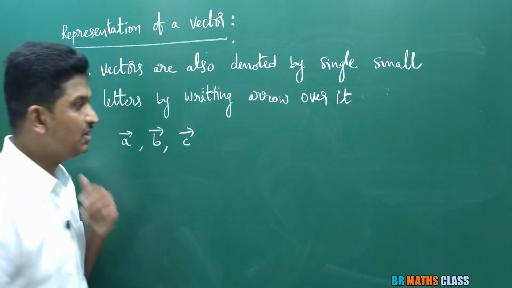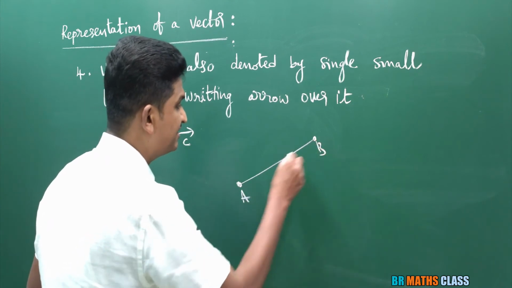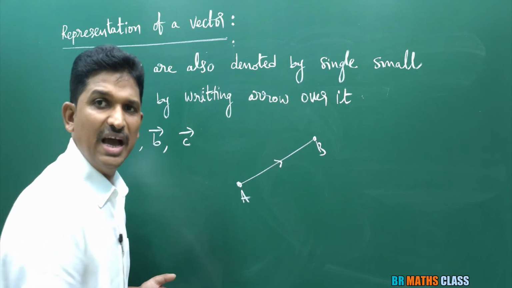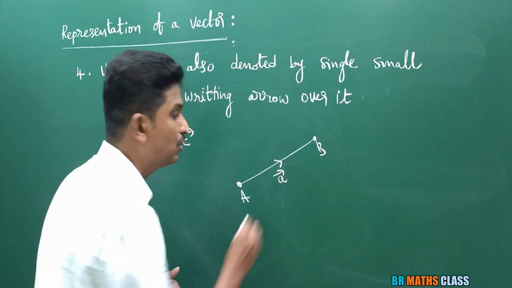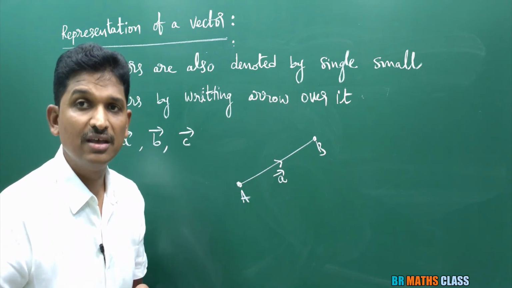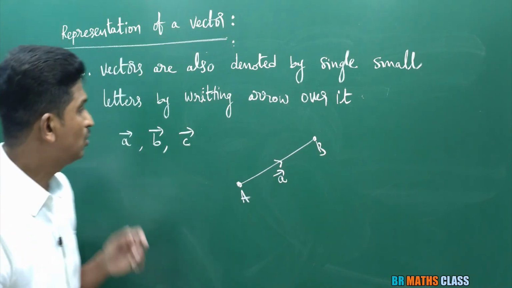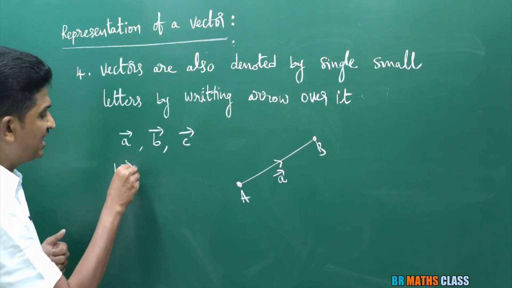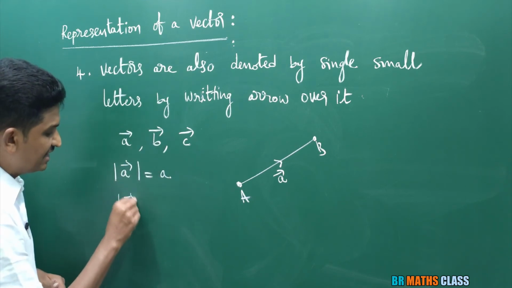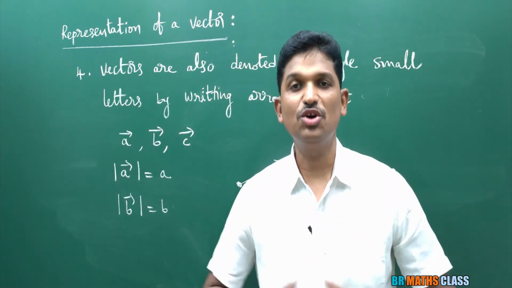What it means? Suppose a vector is something like this. Vector is represented by a directed line segment. This is AB bar. Instead of saying AB bar, simply I can name this as A bar also. While doing the problems, you will get more clarity about these things. Okay. So A bar is a vector means what? It is some directed line segment. So what is magnitude of A bar? Generally, magnitude of A bar we'll write it as small a. Magnitude of B bar we'll write it as small b. Like this. So you learn about representation of a vector.